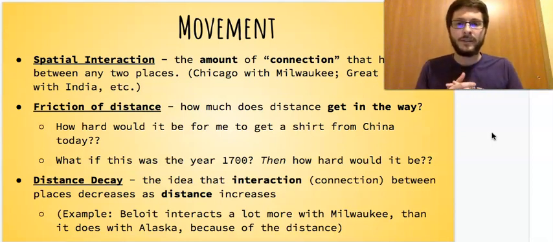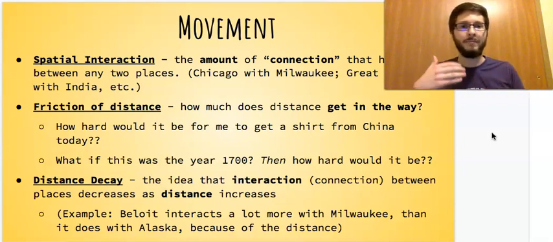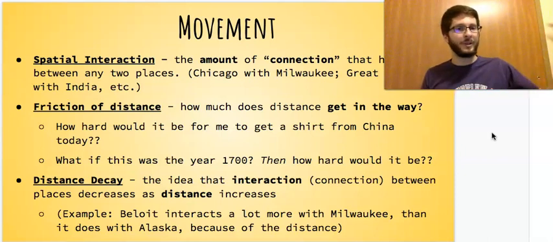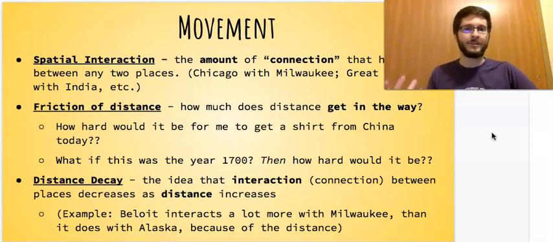The U.S. interacts more and trades more with, say, Mexico or Canada than it does with Australia or, I don't know, South Africa, just because distance is something that impacts that. You pick any city in the United States, if it's closer, it's going to have less of that distance decay than if it's a city that's halfway across the country.